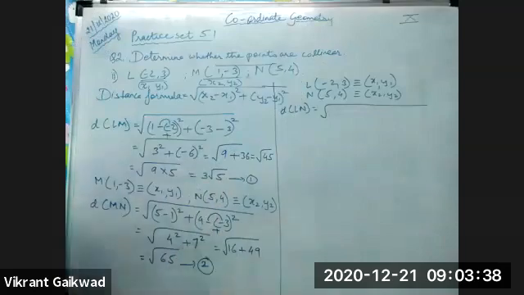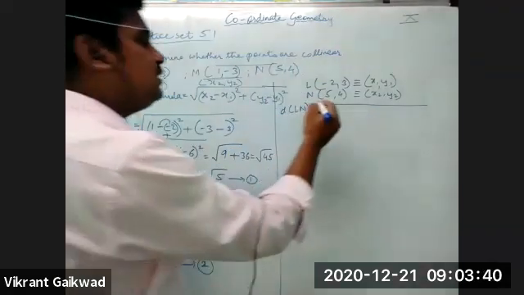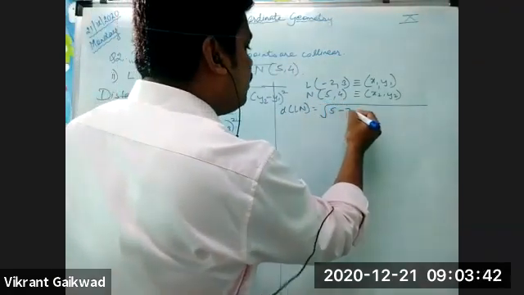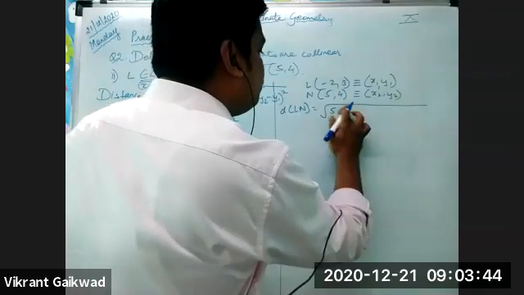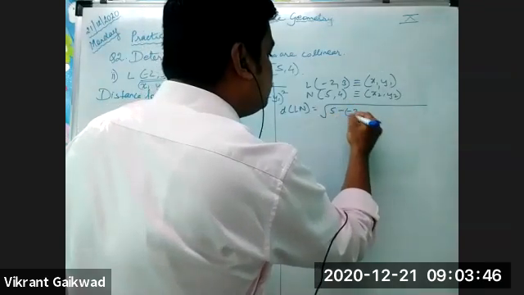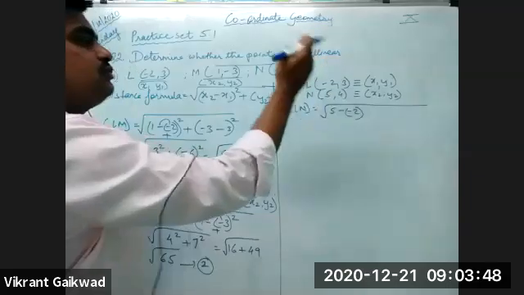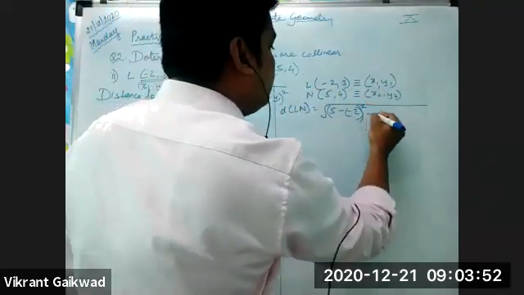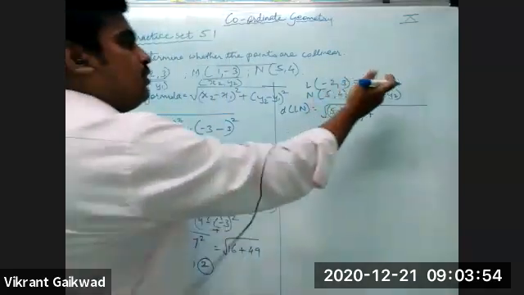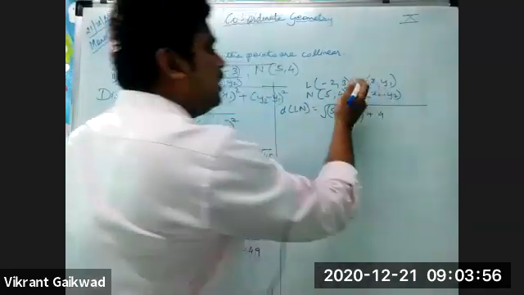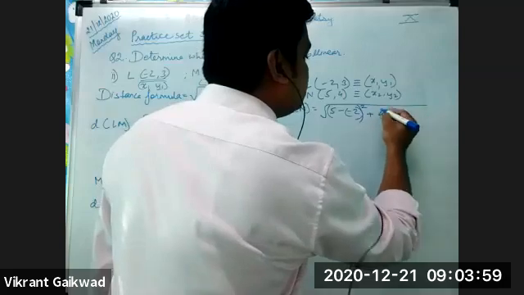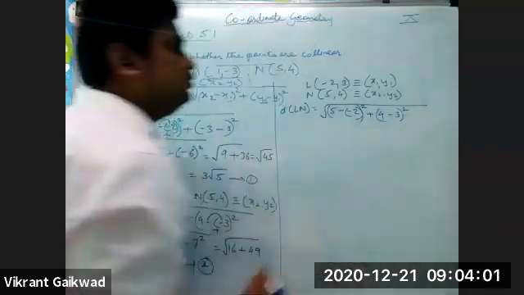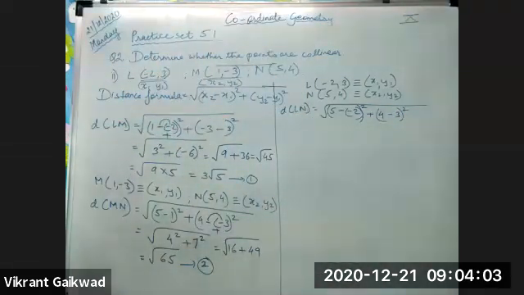x2 minus x1. So that means 5 minus of -2. Check. x1 is -2. So 5 minus of -2, and the whole square, plus y2 is 4 minus 3, the whole square. Now again here, what will you get?